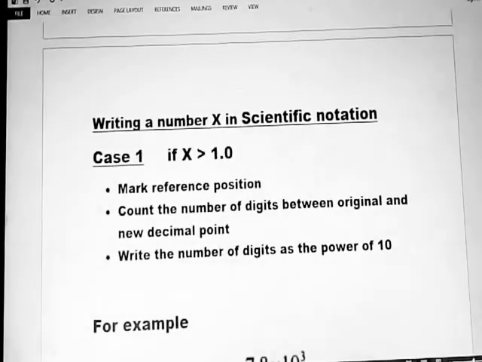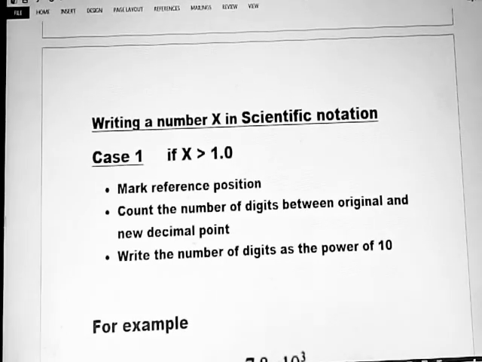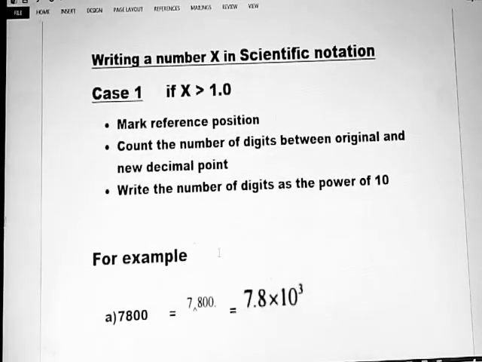To write a number in scientific notation, we have two cases. First case, if we have a number which is greater than 1. To write the scientific notation of a number of the form x greater than 1, we remember these points. First of all, mark the reference position, and you know what is meant by reference position.